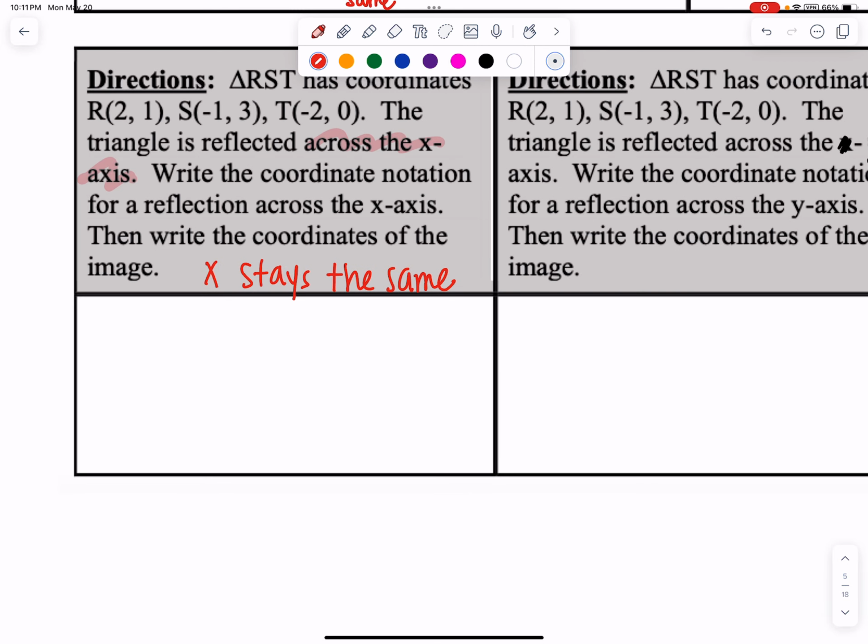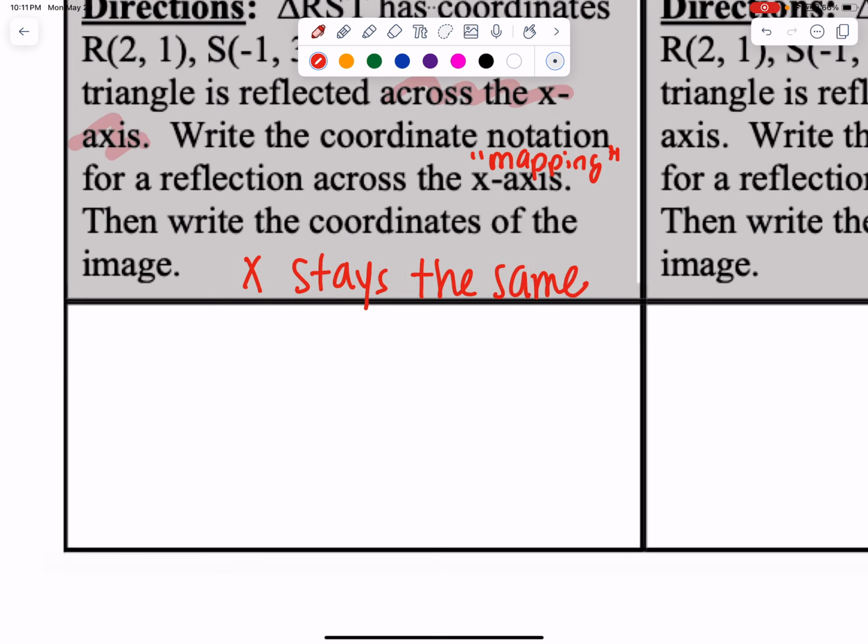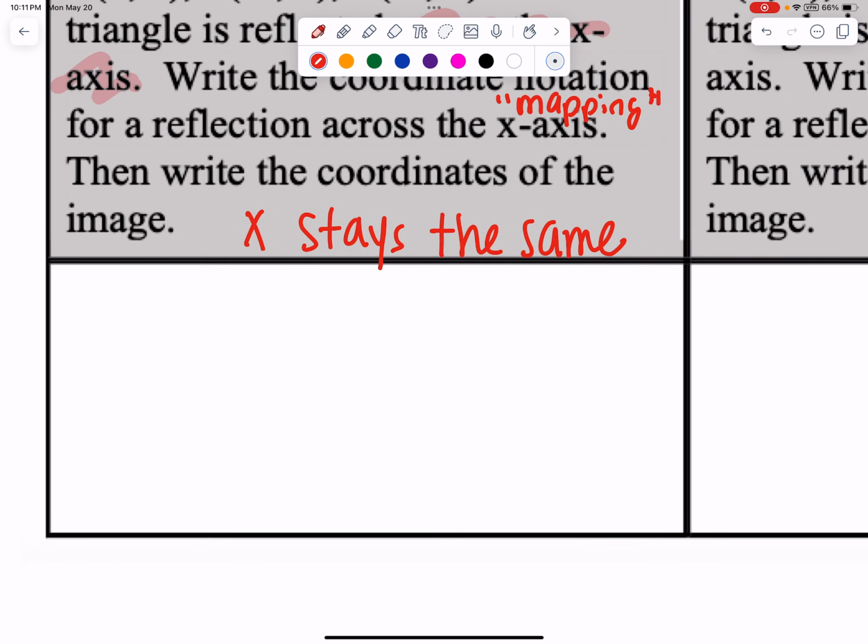It tells us to write the coordinate notation, or remember that's also officially called write the mapping for a reflection across the x-axis. Then write the coordinates of the image. Okay, so we got to do two things here. The first thing is the mapping. So that's sort of like the rule, remember? So what are we doing? We're taking the x and the y, and we draw the arrow. And what are we doing with every x and y? Okay, remember x stays the same. And then what happens to the y? Y changes its sign. So that's the rule for every single ordered pair when we're crossing the x-axis.